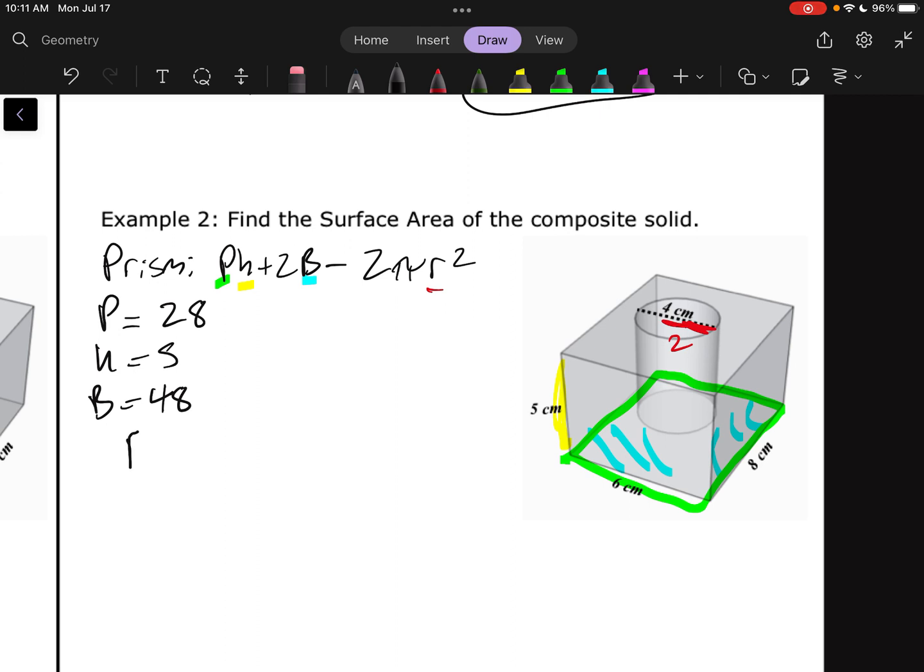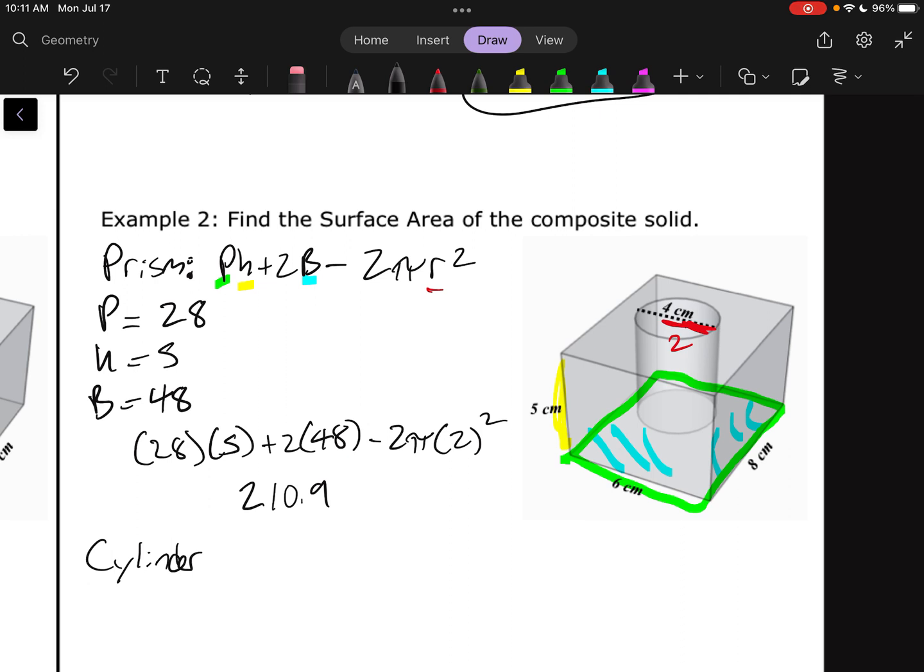So with all that in mind, we are going to be doing perimeter, which was 28, times 5, plus 2 times 48 minus 2 pi 2 squared. That should give me the surface area of the prism. Let me type this in here. And I'm getting 210.9 for the prism.